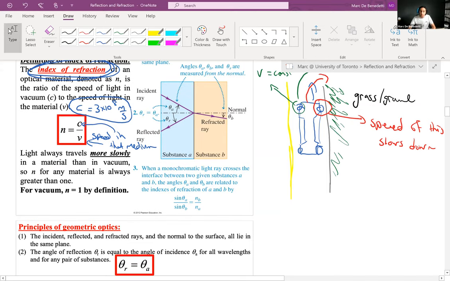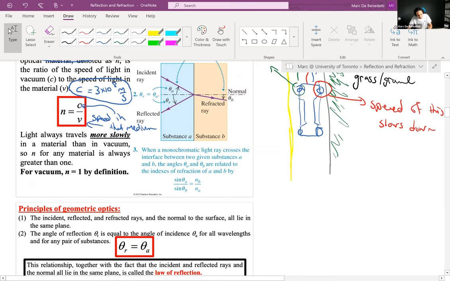Now, how does this help us quantify the amount of bending? Well, as you can see in the diagram here, there's a lot of angles going on. The amount of bending is given by something called Snell's law.